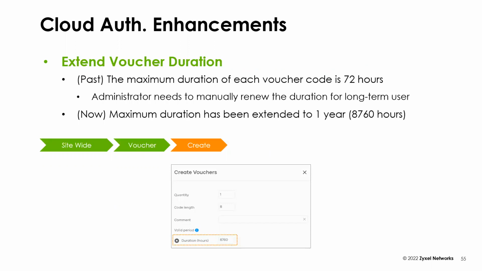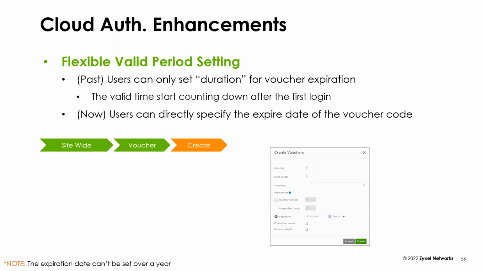Before, when creating these vouchers, each voucher had a maximum duration of 72 hours. We now have the ability to set voucher duration for up to a year. So for those of you providing more long-term services or providing discounts, if you're selling access to the public network, you now have much more flexibility with how long those vouchers are good for.